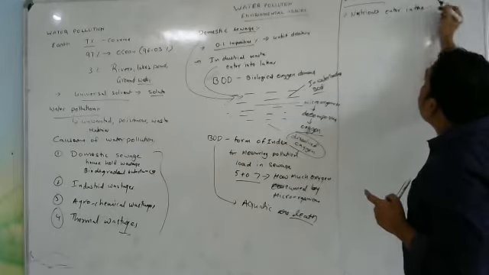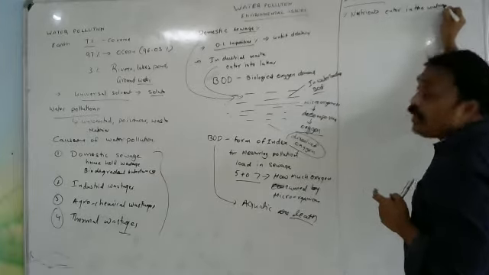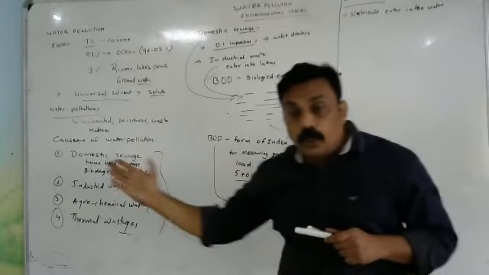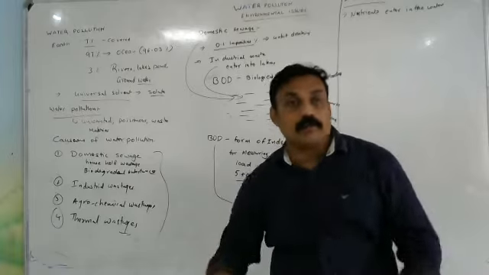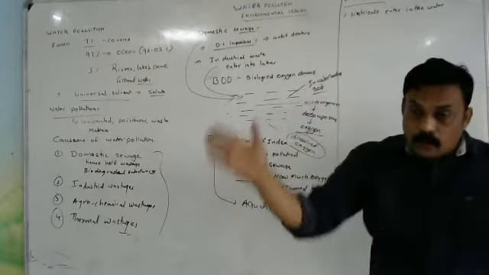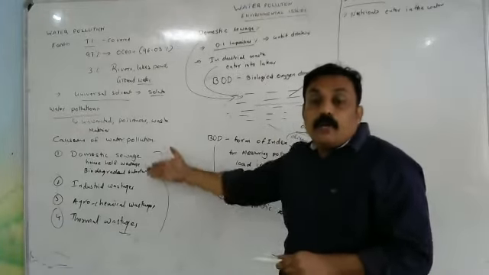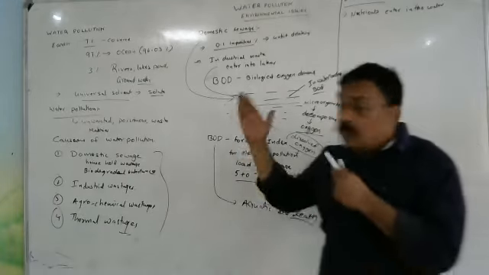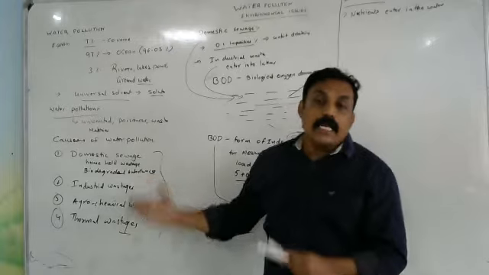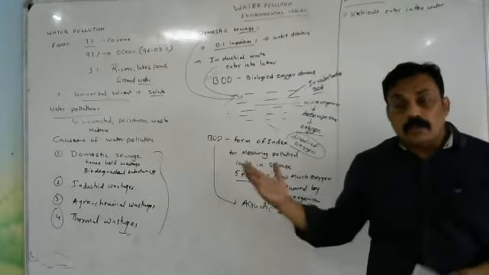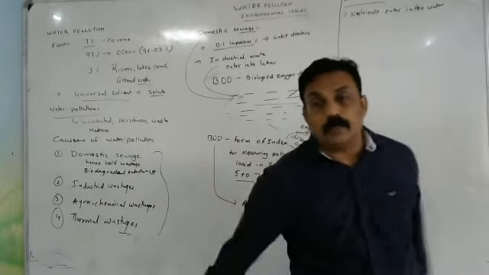The nutrients enter into the water. How do they enter? Through rain water and especially through channels and canals. Finally, they enter into the water bodies. The reason is domestic sewage, industrial sewage and agrochemicals. Sometimes they enter into the water body.